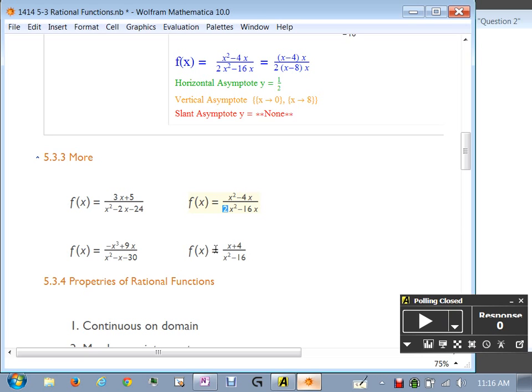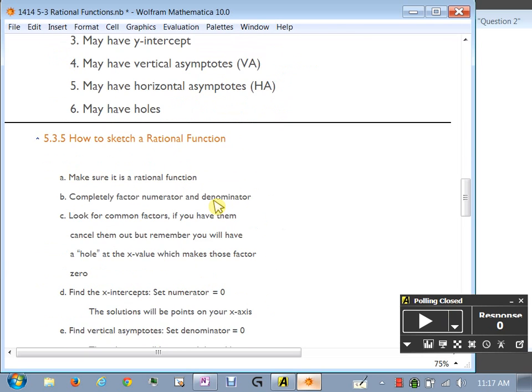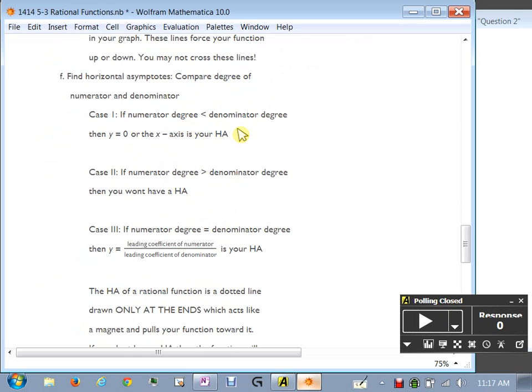Okay, so it's a little tricky because in case 3, the degrees match, right? That's what you start with. If the degrees match, then you have to go and look at the leading coefficients. If the degree of the top is smaller than the bottom, you don't have to look at leading coefficients. If the degree of the top is bigger than the bottom, you don't have to look at leading coefficients. The only time you ever look at leading coefficients is when the degrees are equal. Yes. Good question.